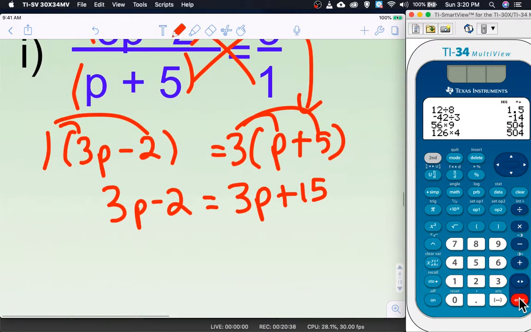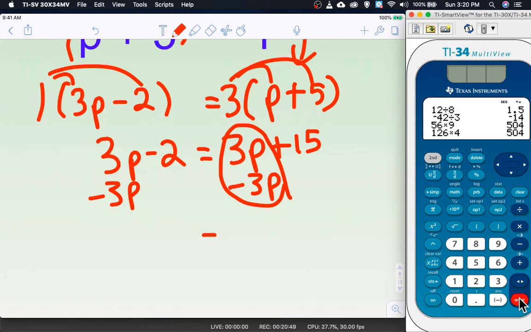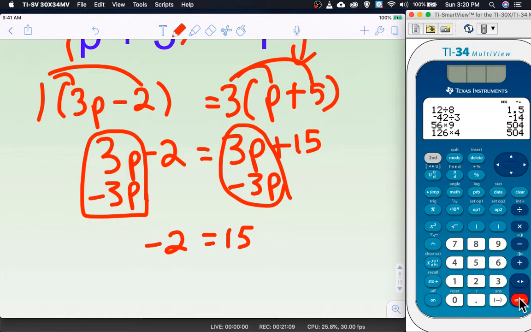All right. I've got variables on both sides. So when I subtract 3p on both sides, on the right-hand side, it cancels out. That's the whole reason why we did it. On the left-hand side, ooh, look at that. It also cancels out. 3p minus 3p is gone. We are going to get one of those special solutions. So we need to decide what type of special solution this has.